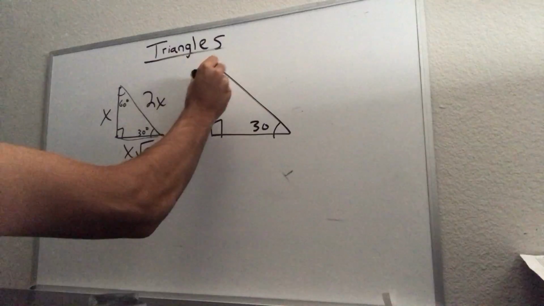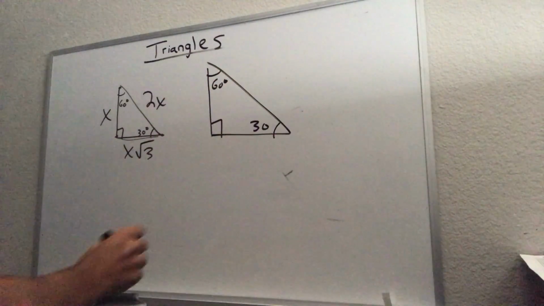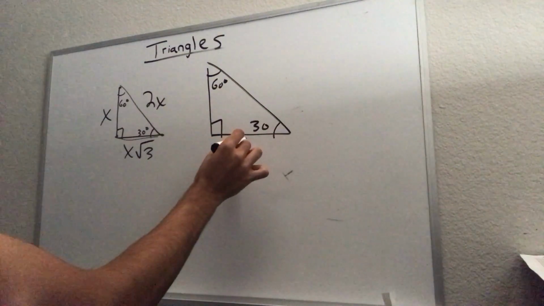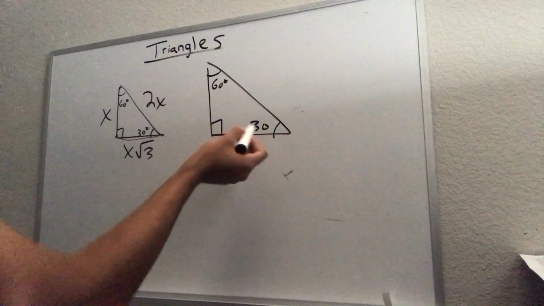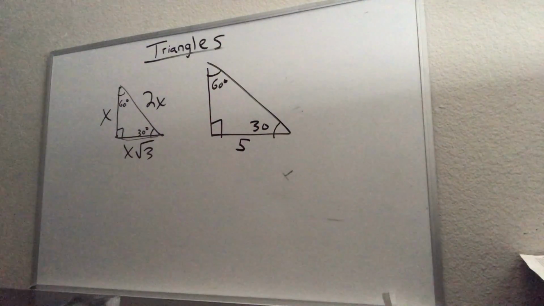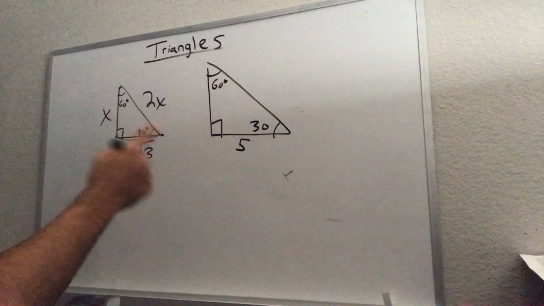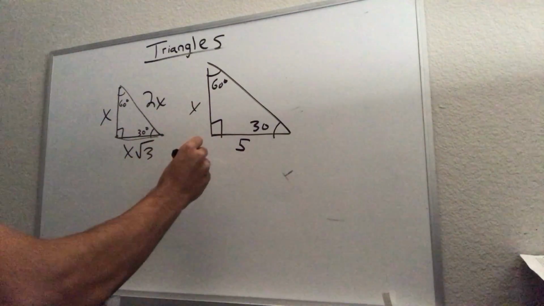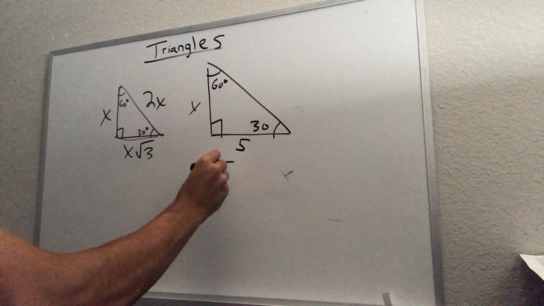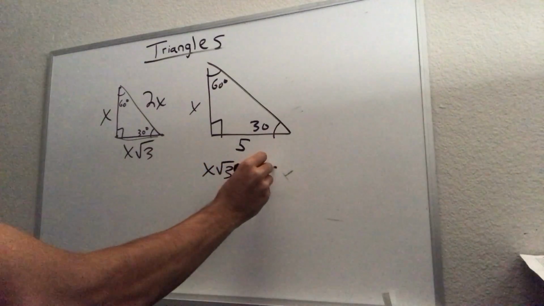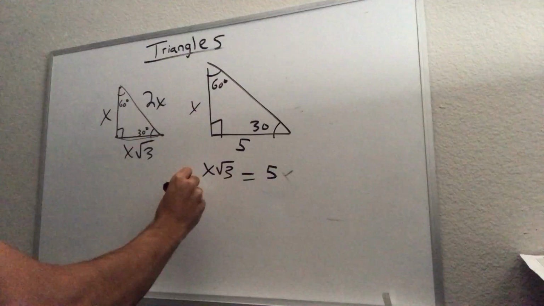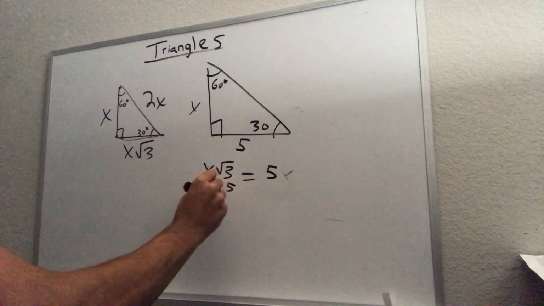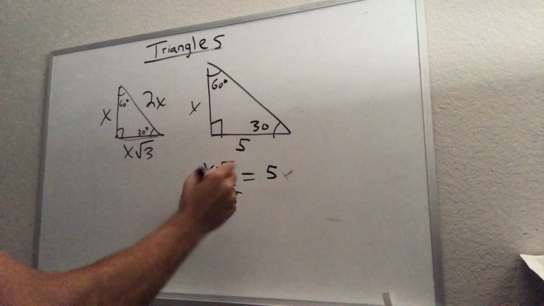And so we may be given that this is 5, and we have to compute the lengths of the other two sides. Now we know that x, which is this, right? X times root 3 must give us 5. Therefore x is equal to 5 divided by root 3.